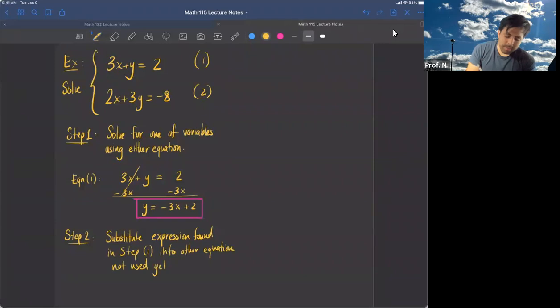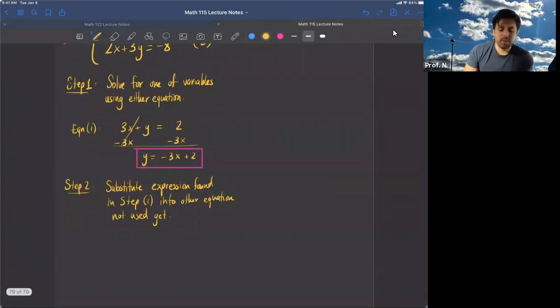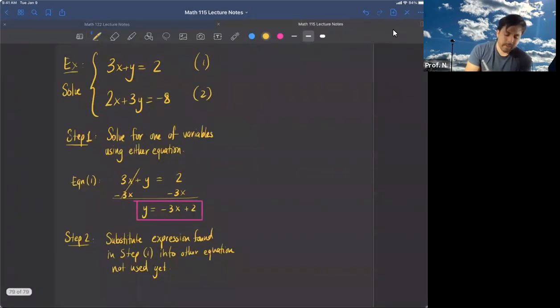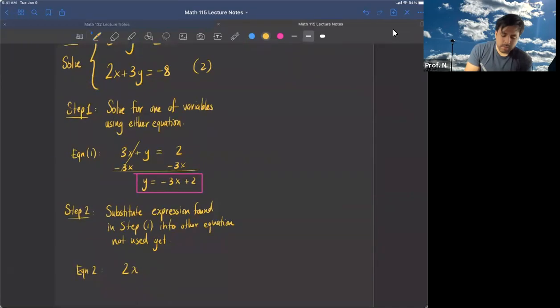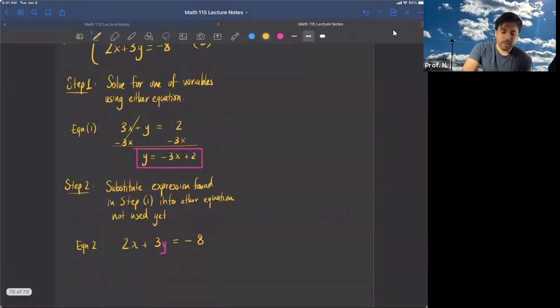Not used yet. So which equation did we not use yet? Equation number 2. So we got equation 2. And what is equation 2? It's 2x plus 3, and I'm going to put y. I'm going to color this y to indicate that this is the variable that I'm going to substitute in for. I'm going to say, hey, take this guy and just replace it with negative 3x plus 2.